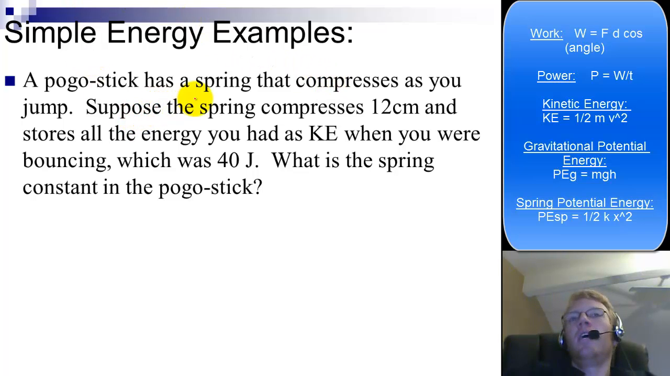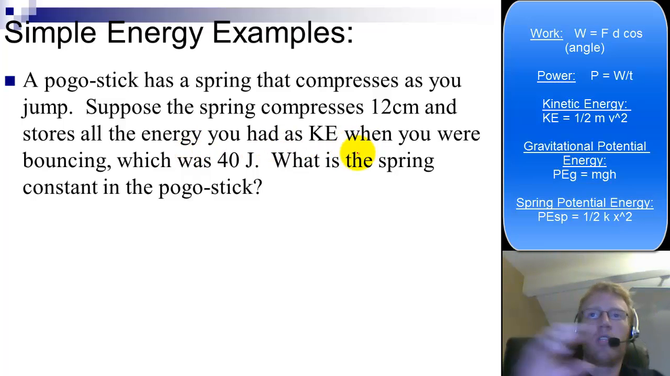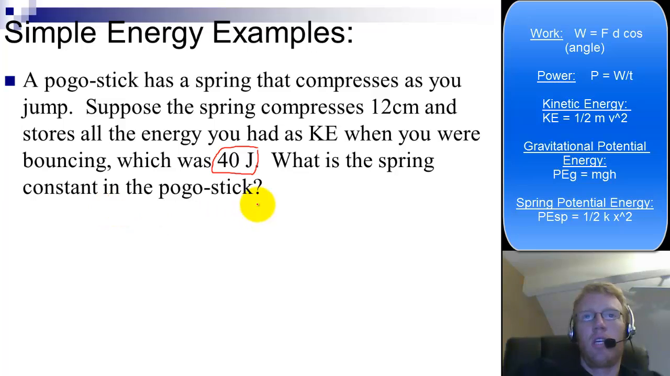Okay, last one, a pogo stick. Very cool. A pogo stick has a spring that compresses as you jump. Suppose the spring compresses 12 centimeters, then stores up all the energy that you had as kinetic energy. As you're falling down onto it, you're moving, so you have kinetic energy. That's being stored in the spring. Suppose it's 40 joules. What's the spring constant in the pogo stick?